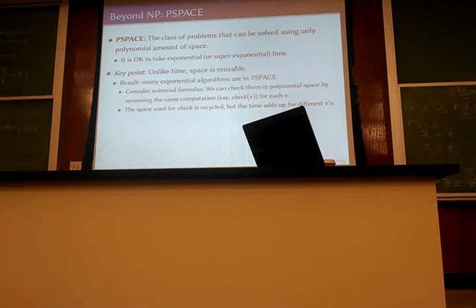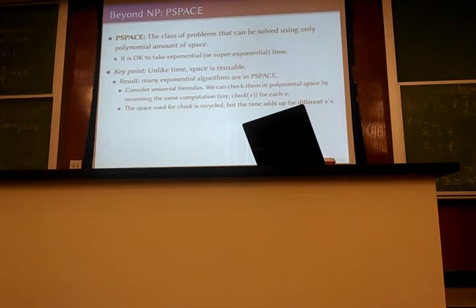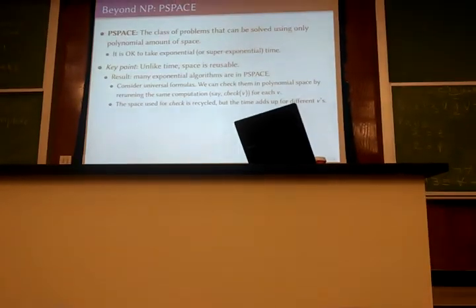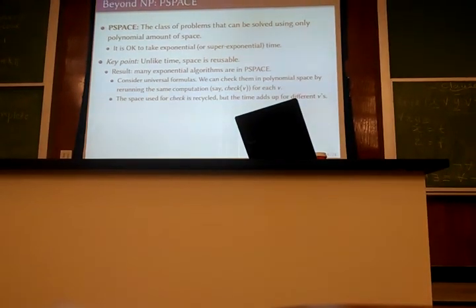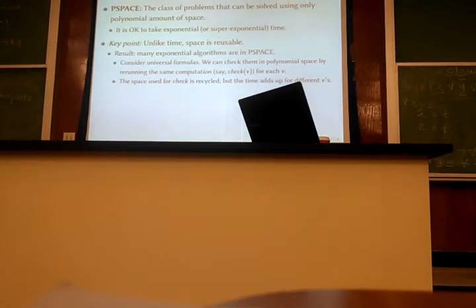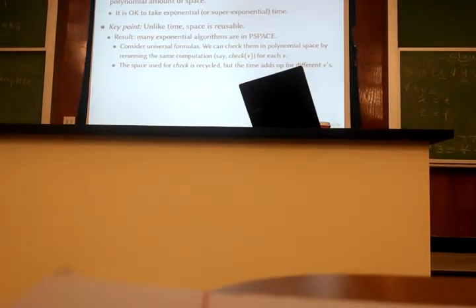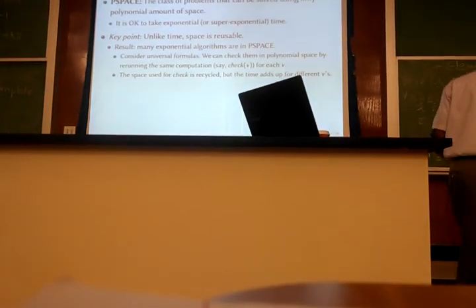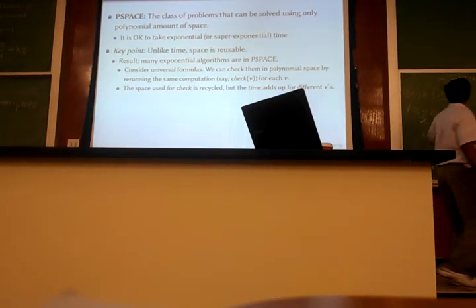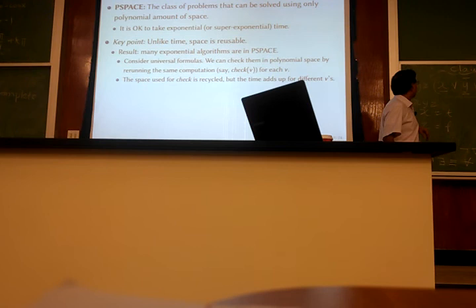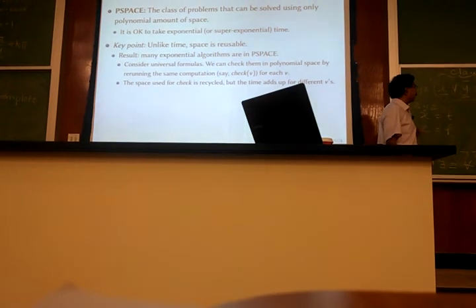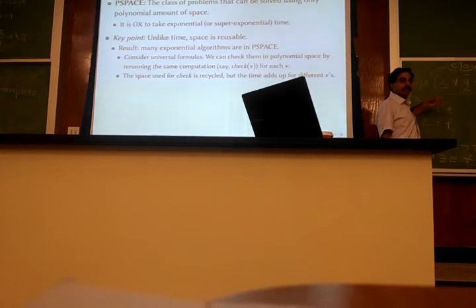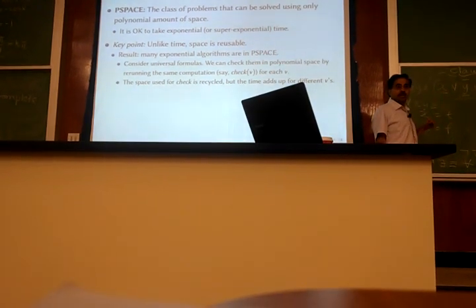One of the things about space is that it is reusable. For instance, we talked about the for all problems, right? For all problems could be solved in polynomial space, although they probably take exponential time. Let's say we are asking, is this false for every truth assignment? Well, you can enumerate each of them, and it only takes a polynomial amount of space, right?